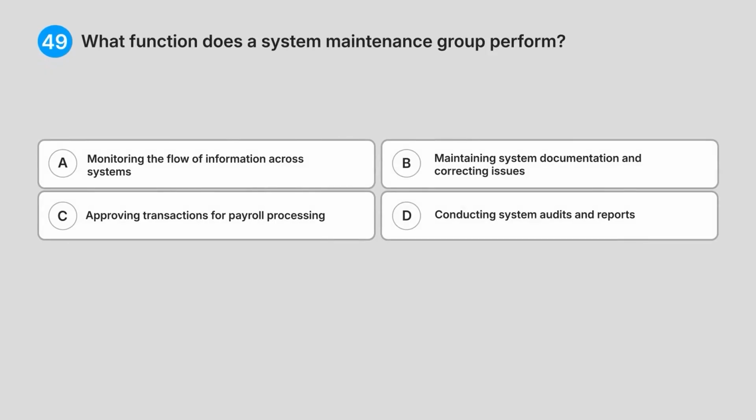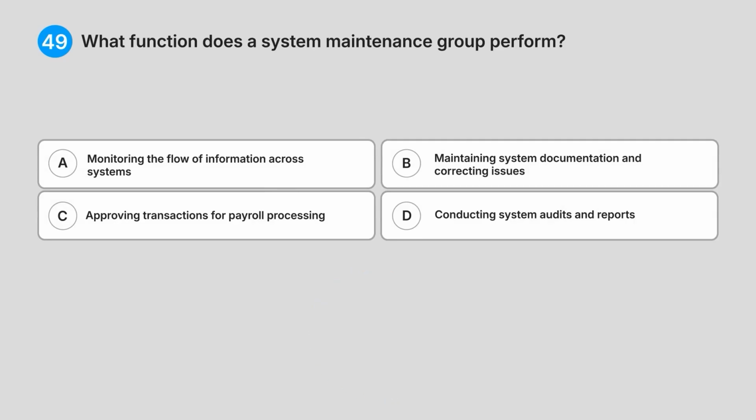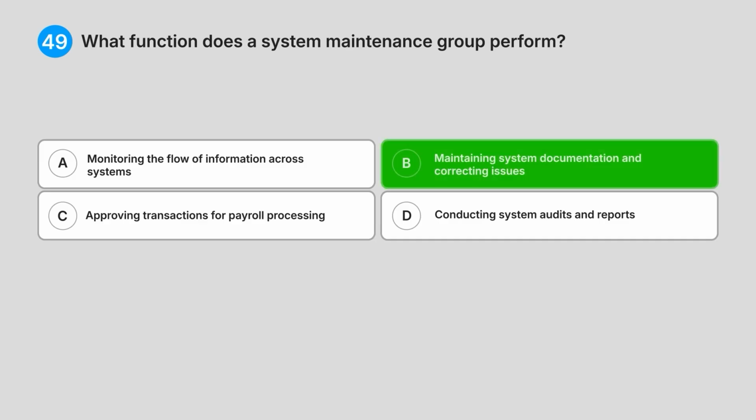What function does a system maintenance group perform? A. Monitoring the flow of information across systems. B. Maintaining system documentation and correcting issues. C. Approving transactions for payroll processing. D. Conducting system audits and reports. Can you guess the answer? Correct answer. B. Maintaining system documentation and correcting issues.